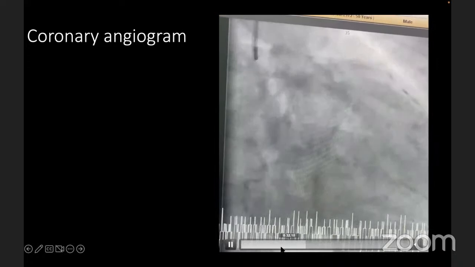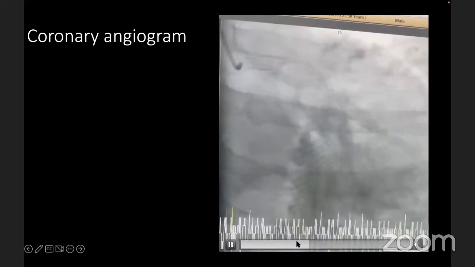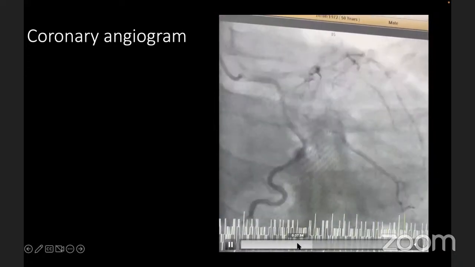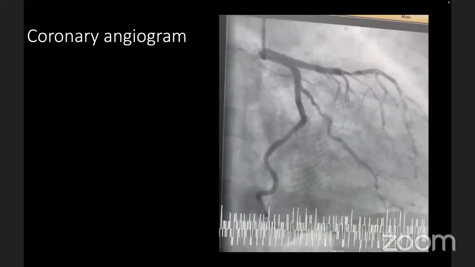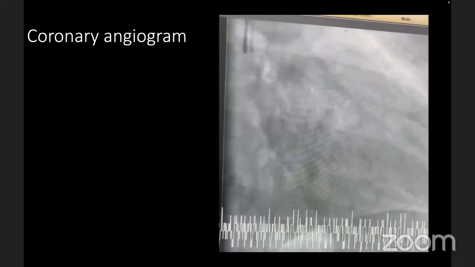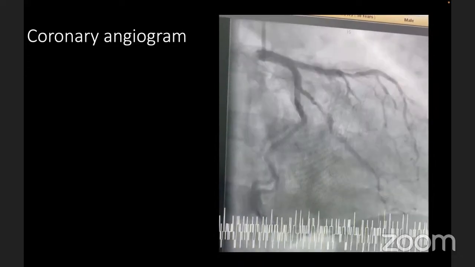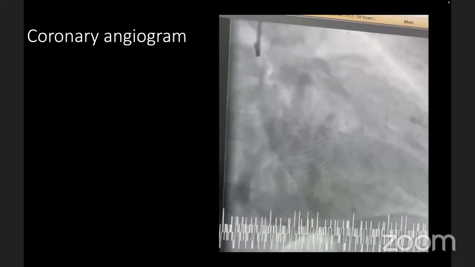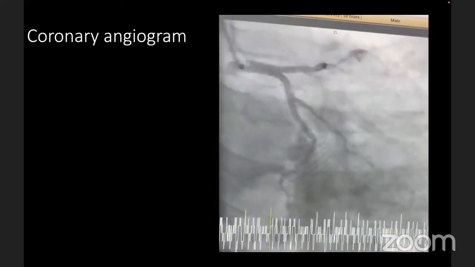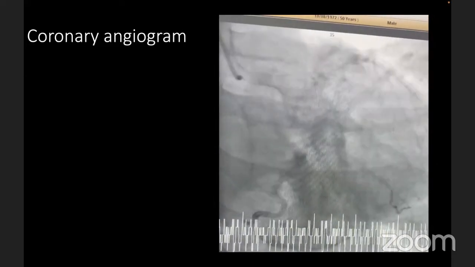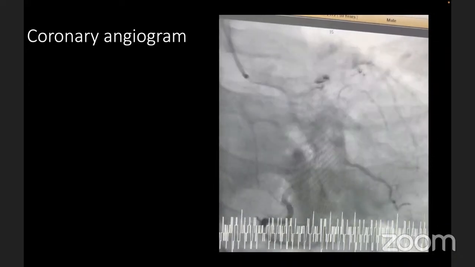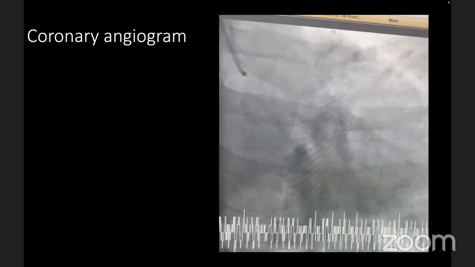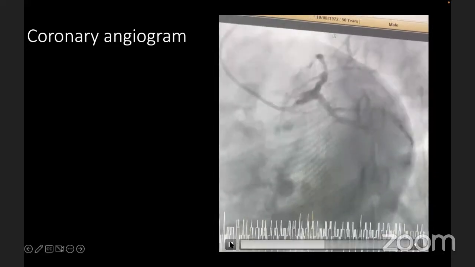What do you think about the circumflex and OMs? I would look at the OM. Yeah, sorry, this I did not notice, but the OM seems to be diffusely diseased, and there is a significant lesion in the proximal part. So if I can see it in the surgery, I will bypass it. Sorry, I did not notice the OM the first time I saw it.